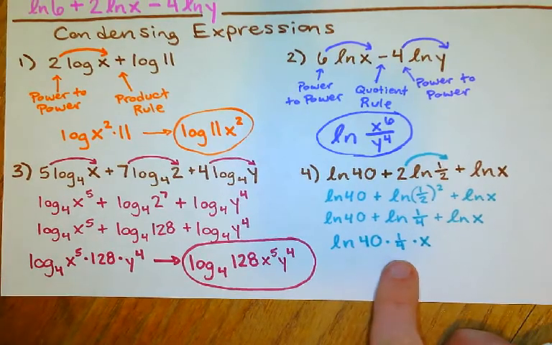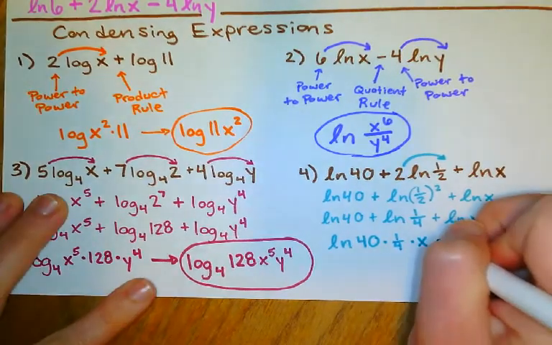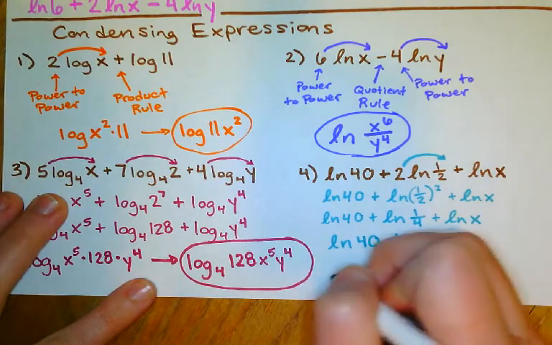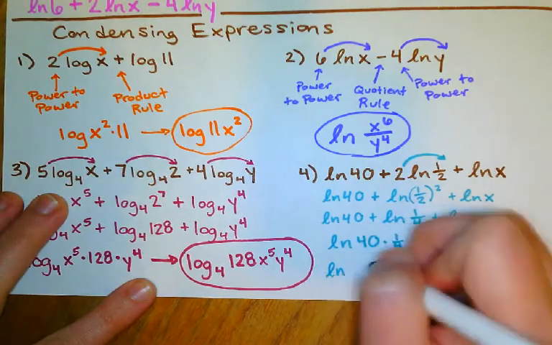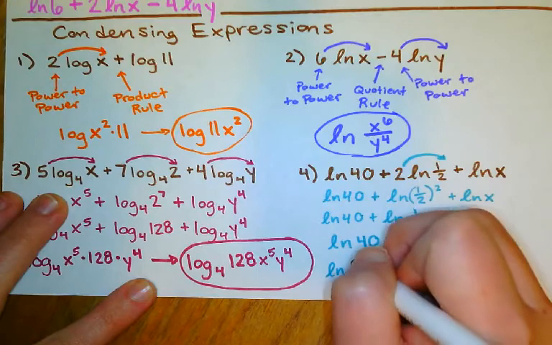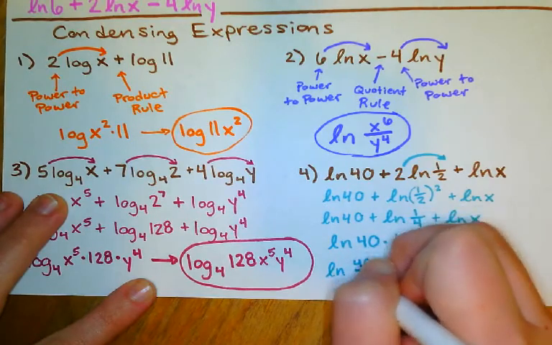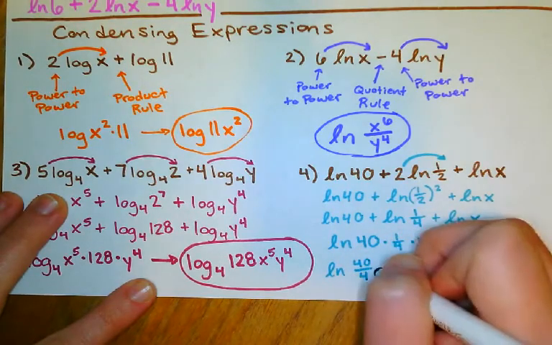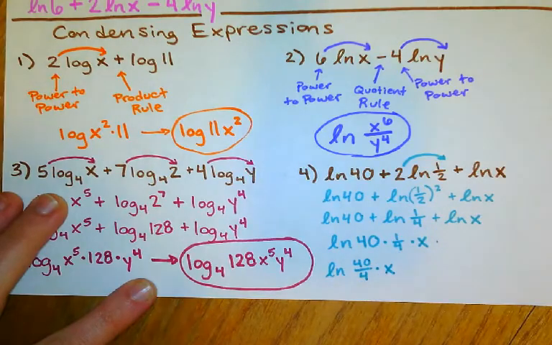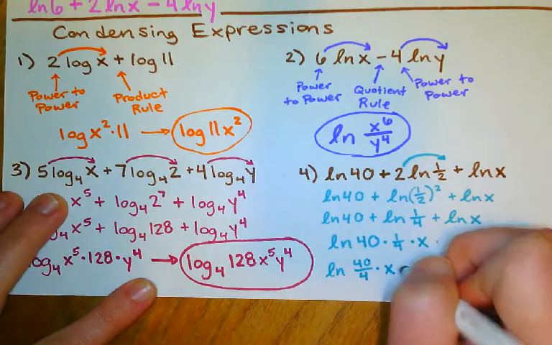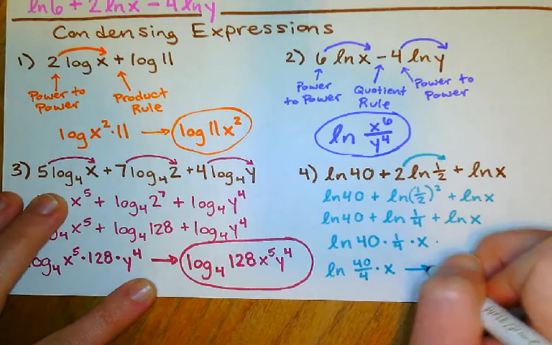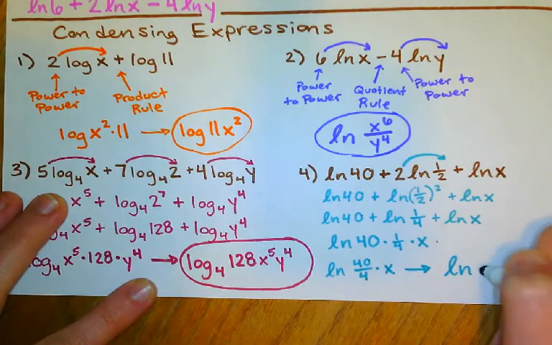40 times 1/4 is 40 over 4, and then we have that times x. And 40 divided by 4 is really 10. So this becomes the natural log of 10x.